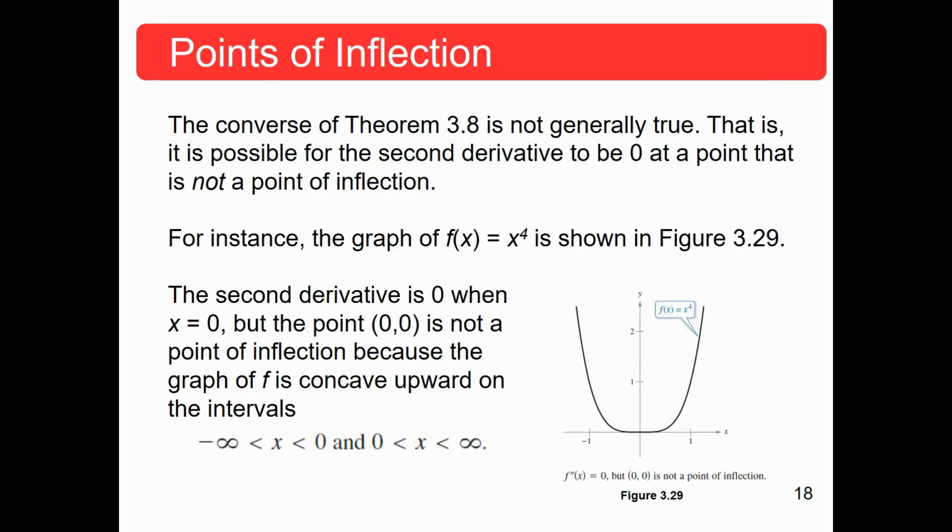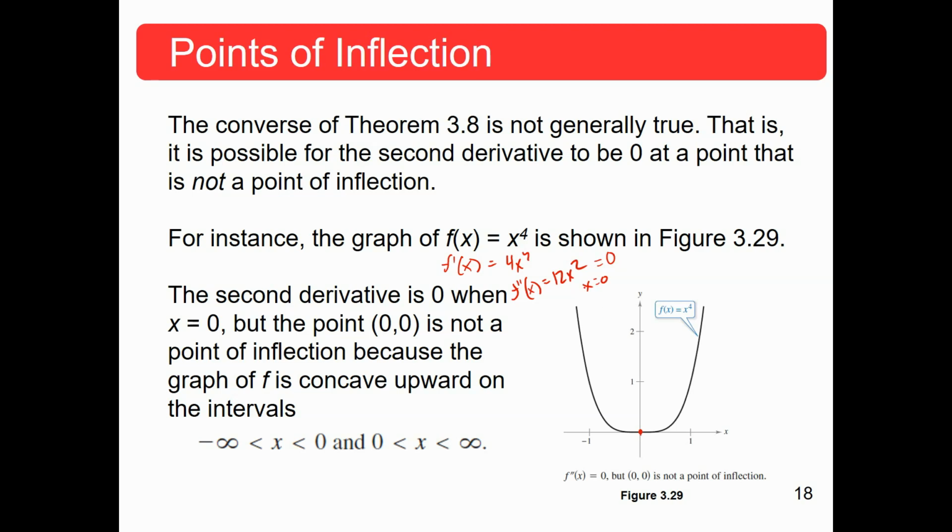Okay? Now, we know that the converse of theorem 3.a is not generally true. That is, it is possible for the second derivative to be 0 and it not be a point of inflection. This graph shows us one of the primary examples, and that's the graph of x to the fourth. Because if we take the first derivative, it is 4x cubed. Second derivative is 12x squared. Now notice, if we set it equal to 0, x has to be 0. That's the only critical number.